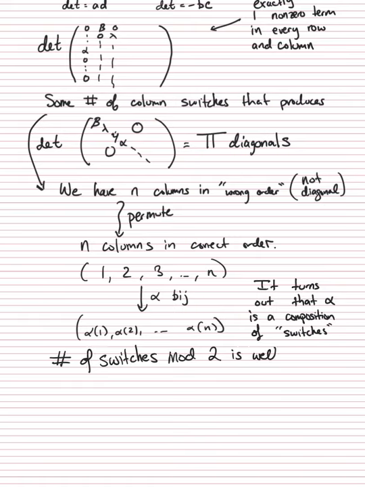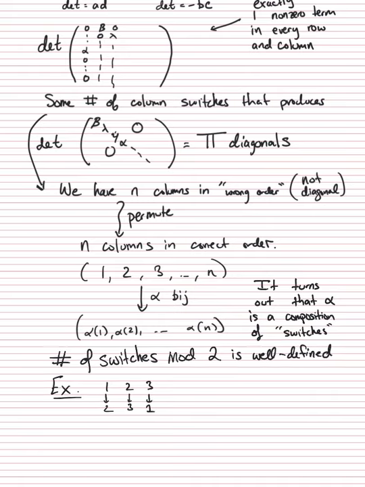Okay, so there might be a lot of different ways to write alpha as a product of switches, but it's always going to be an even number of switches, or it's always going to be an odd number of switches. Okay, so let me just put in an example. So if I have, say, 1, 2, 3, and I'm going to send this to 2, this to 3, and this to 1, so this is like a cyclic permutation.